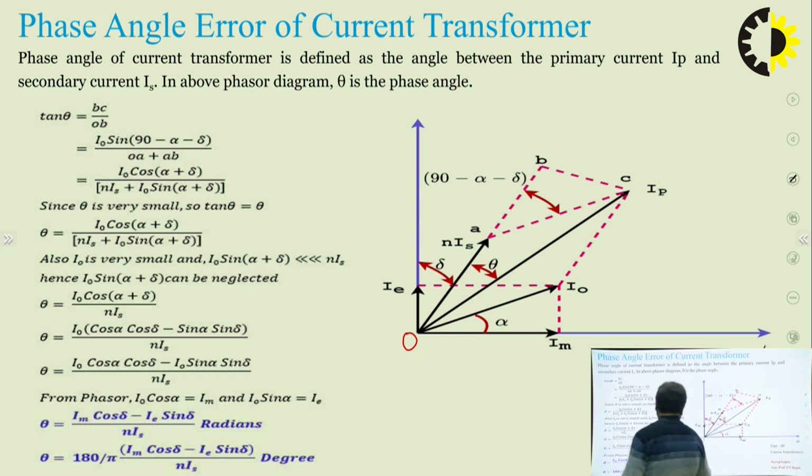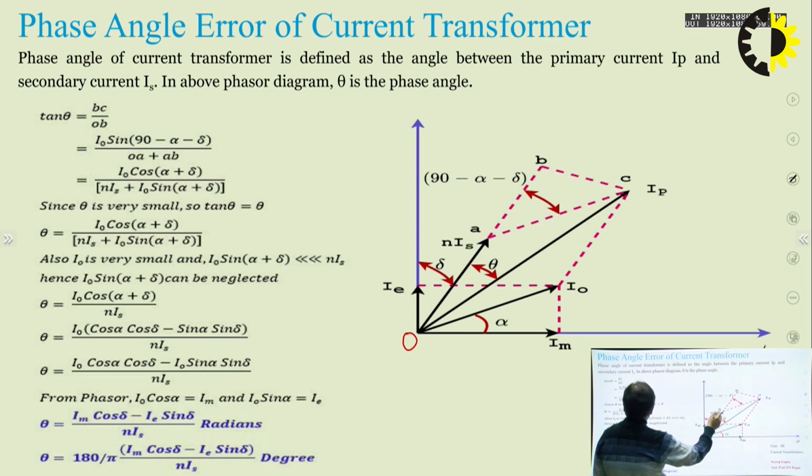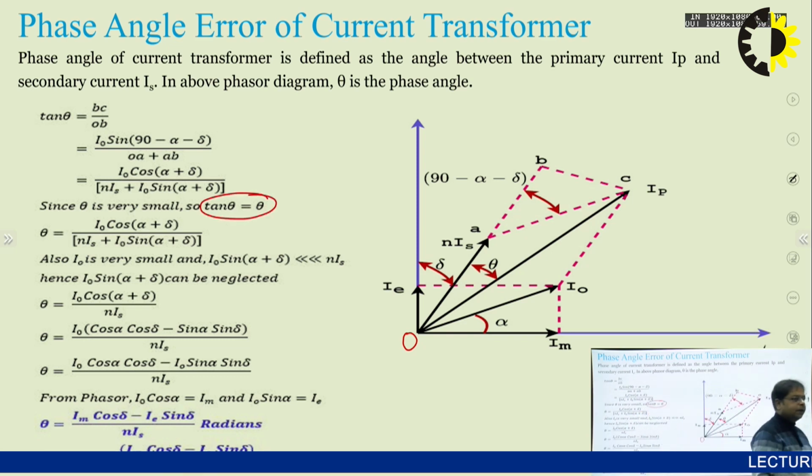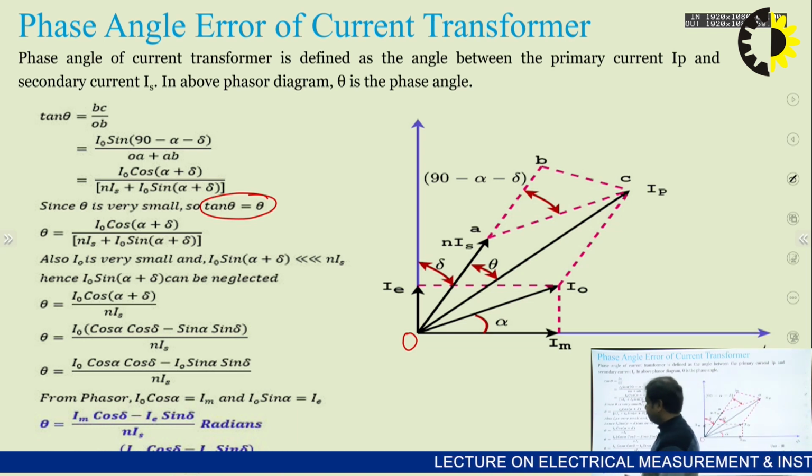Again, we have to explore here. Tan theta will become BC by OB. So if we write it as I naught sine 90 minus alpha plus delta upon OA, that is nIS plus AB, nIS plus I naught sine alpha plus delta. Since theta will be very, very small, as primary and secondary are not much different, we can consider tan theta as theta. This is another assumption that we are considering over here.